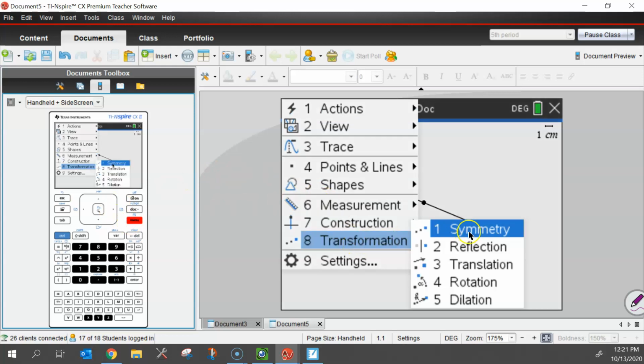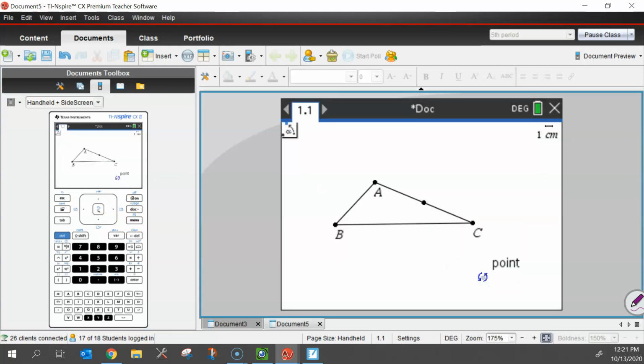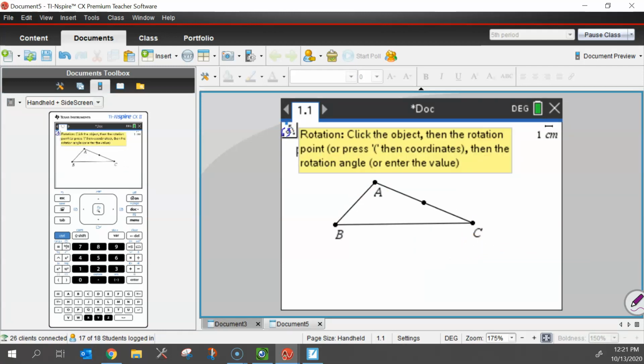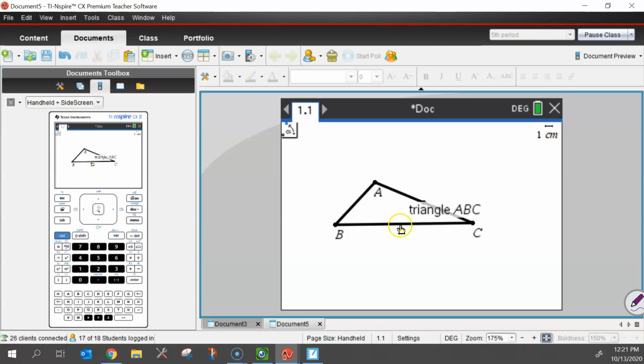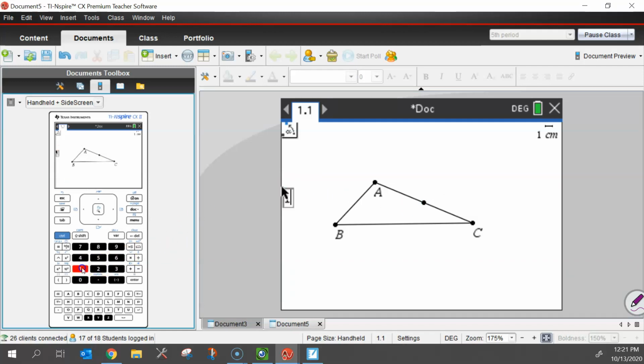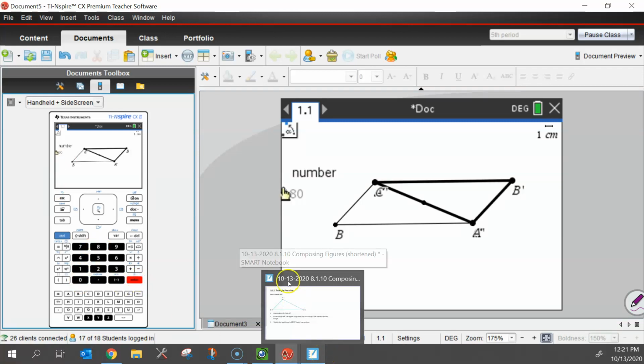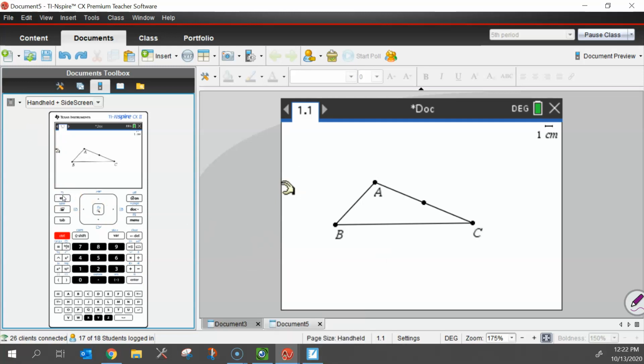Menu, transformation, rotation. Remember, we're just watching. And the directions say first click the object, then the rotation point, then we'll enter the rotation angle. So here's the triangle. I'm rotating it around this point. And as soon as I click saying this is the point, that's also when I'm going to type in 180 degrees. Press enter, and it will rotate it for you. Okay? So again, I'm going to Control Z so that I can do that with you. Now you guys are going to do that with me. We'll do it all together.